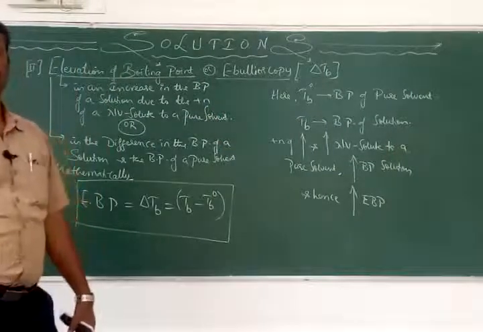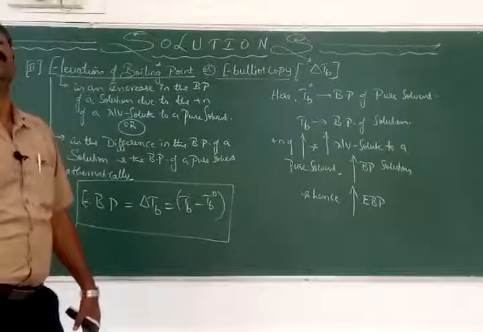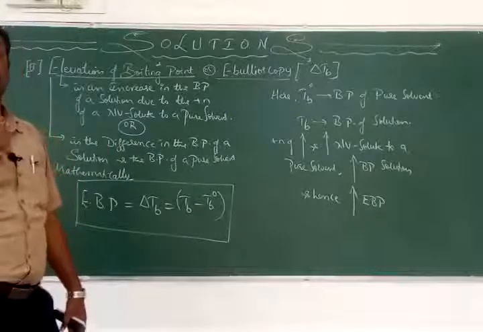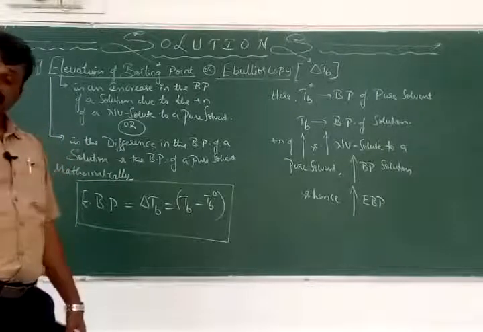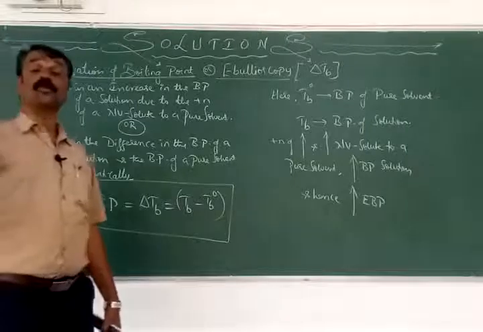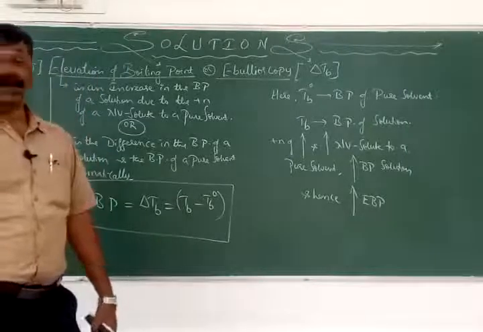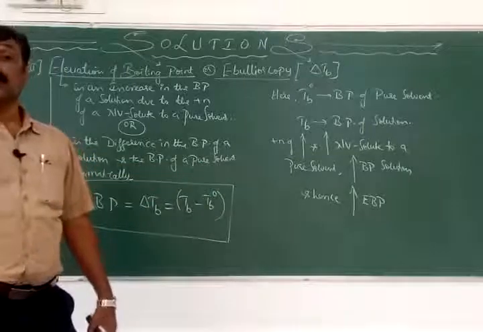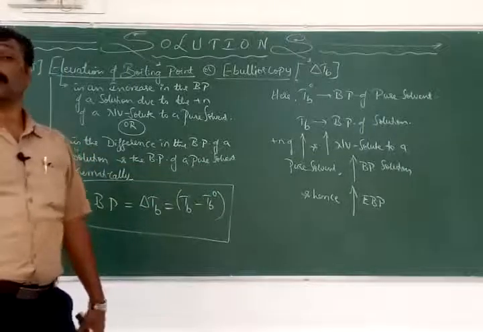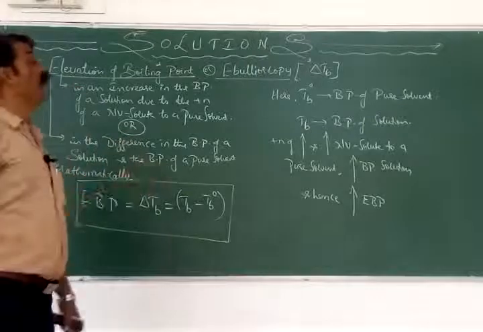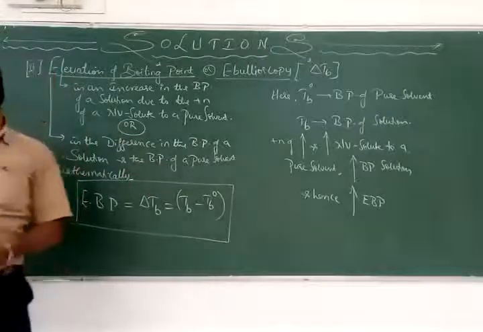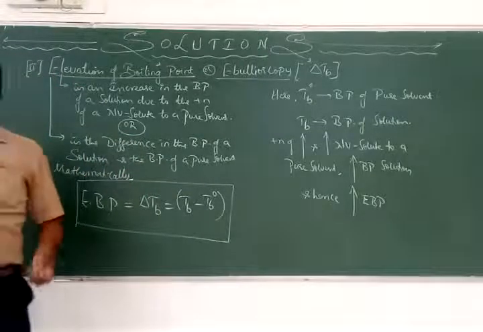Means if I add more and more non-volatile solute to the pure solvent, first the vapor pressure of the solution goes on decreasing, and simultaneously the boiling point of the solution goes on increasing, and that increases the elevation in boiling point. Okay. So this is about the concept called the elevation of boiling point.